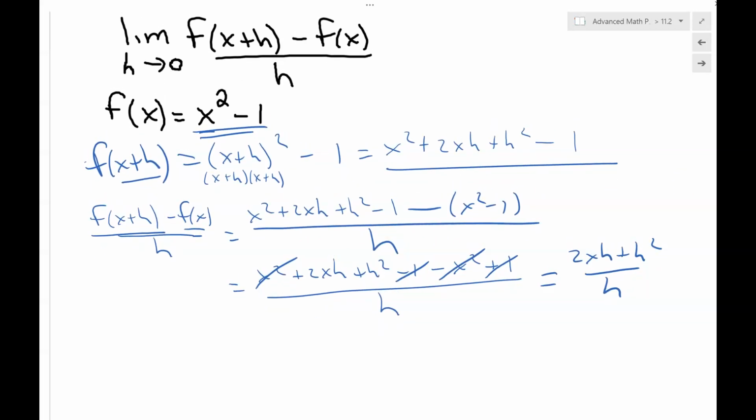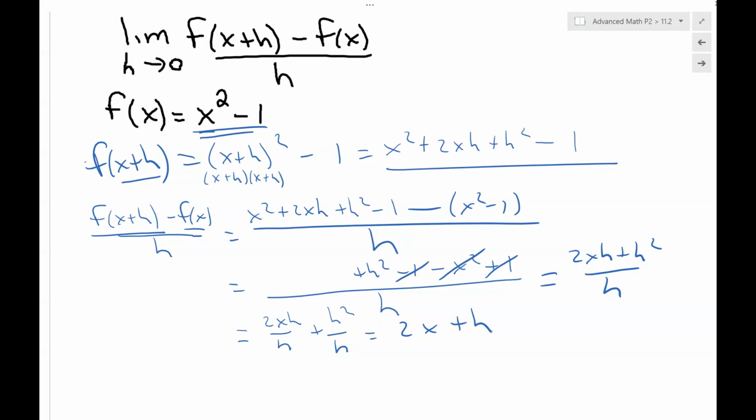All right, so what does that look like? Well, this, remember, we could break it up, right? We could say 2xh all over h plus h squared over h. Well, what does that give me? Well, the h's cancel here. I get 2x. H squared over h is just h. All right, so we've simplified that.